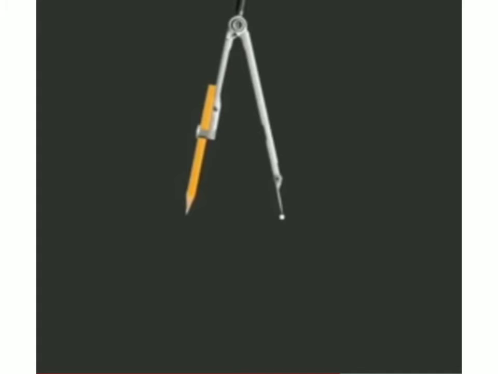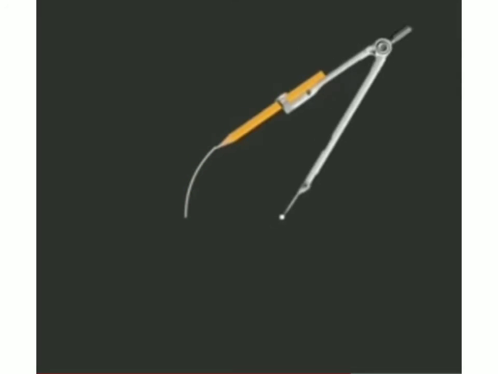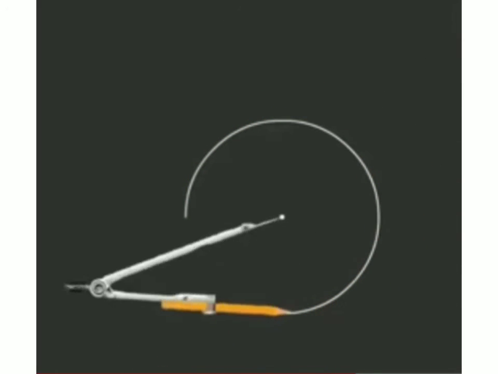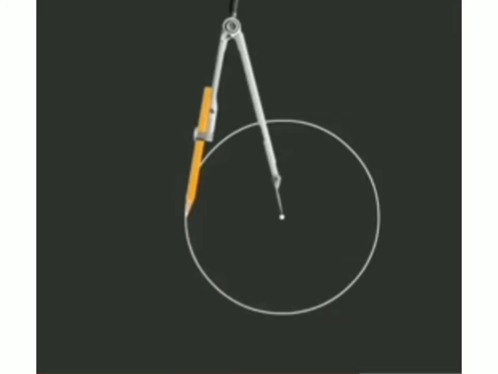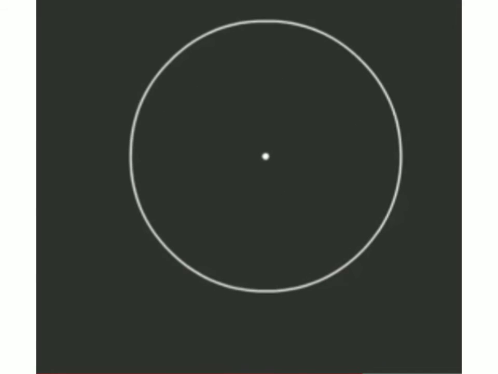Now we will open the pencil arm of the compass and from the center, swing the pencil tip on the paper until the complete circle is drawn. So here we have made the circle.